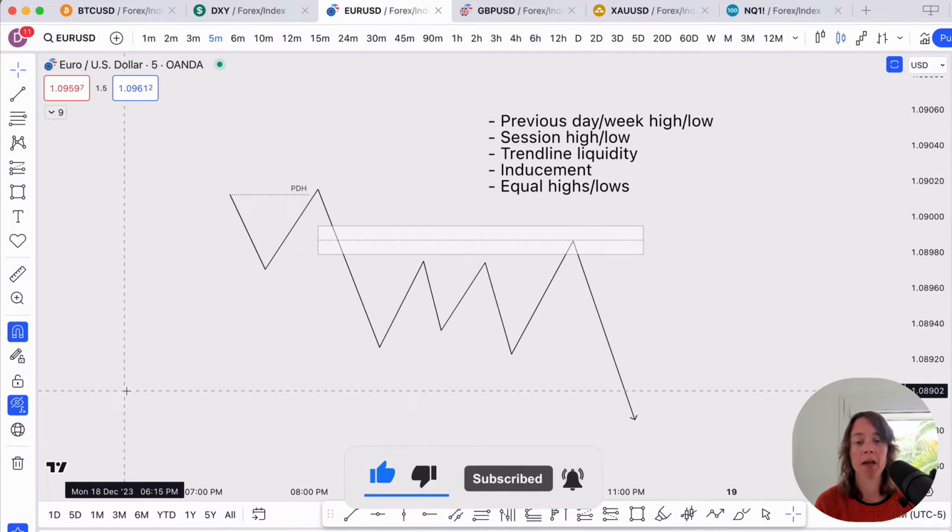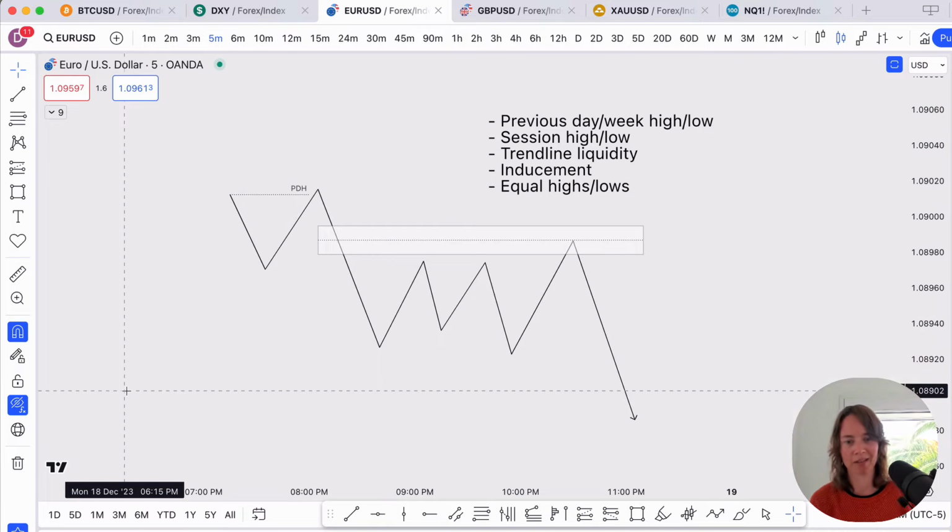But for now, take a look at these liquidity pools, as you can also mention them or call them, of course, and start to look at the charts if you can notice these. And I think it really enhances your trading.